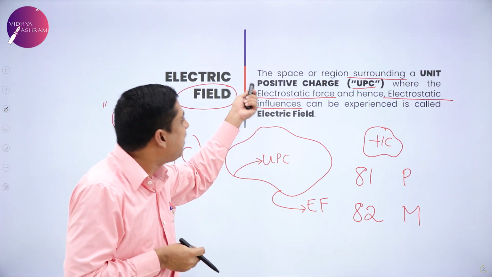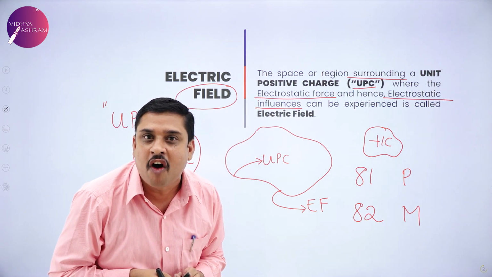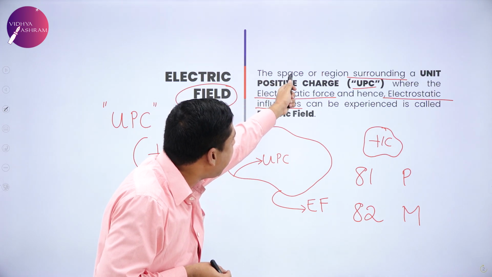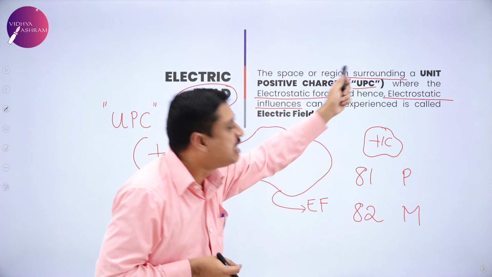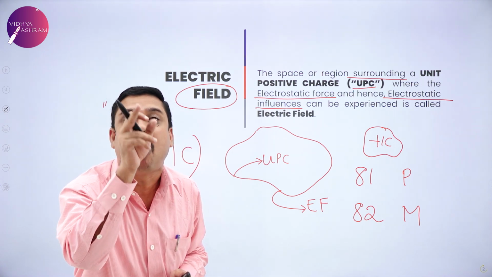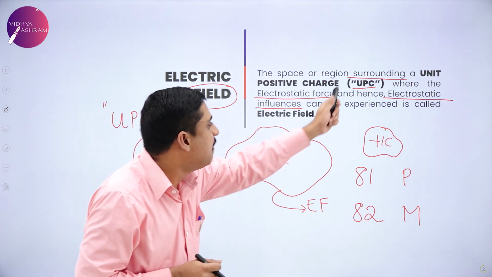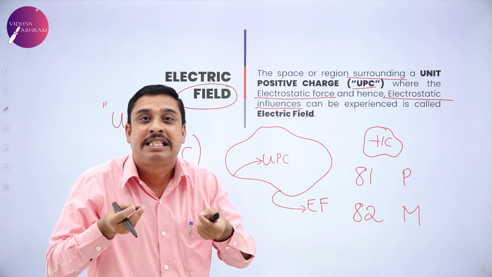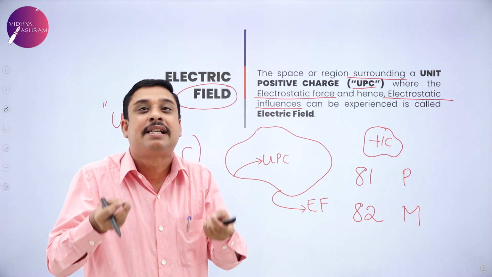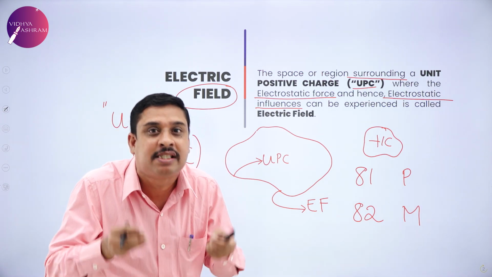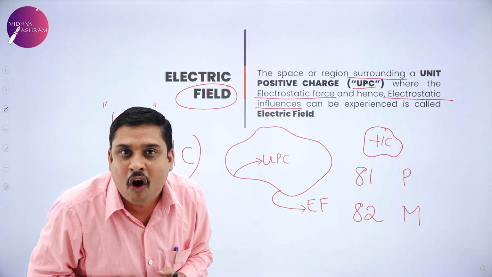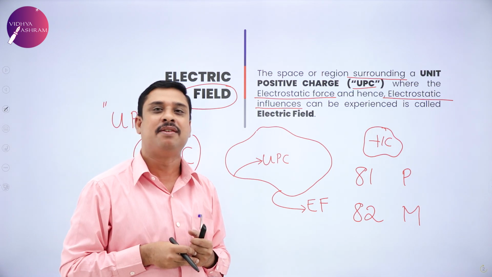Therefore, to revise the definition of field again, it is the space or region surrounding a unit positive charge where the charge experiences electrostatic force and electrical influences because of that field.